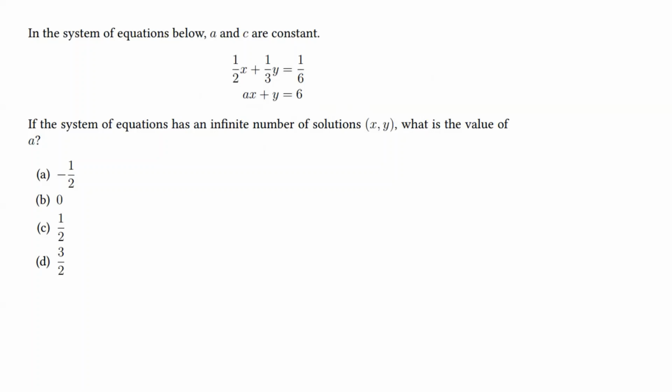In this system, a and c are constant. We want to find an infinite number of solutions. An infinite number of solutions implies that the lines are parallel. And parallel lines have the same slope.